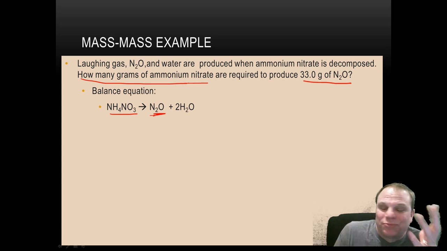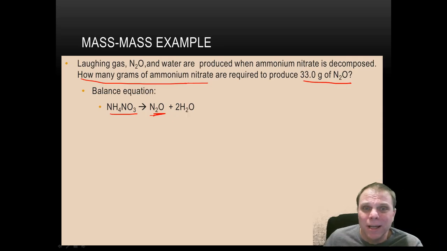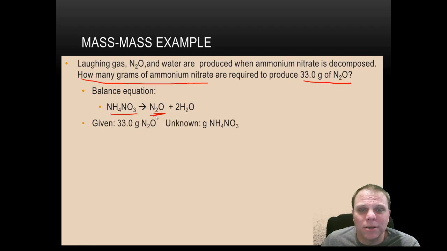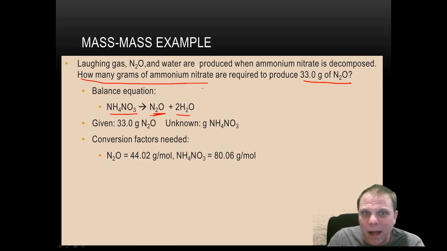So here's your reaction. You've got to balance the reaction, and then figure out how many grams you have to start with. First thing you've got to do is balance it. Is this thing balanced? Well, we've got a 2 in front of it. We've got 4 hydrogens, 2 nitrogens, 2 nitrogens, and 3 oxygen. We're balanced already.